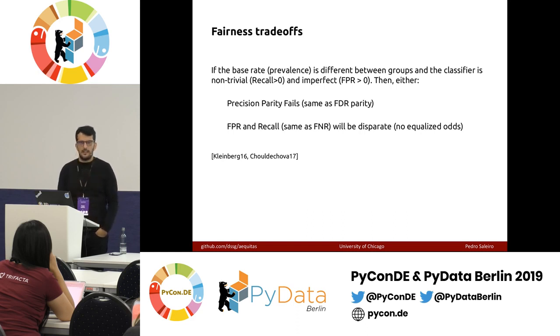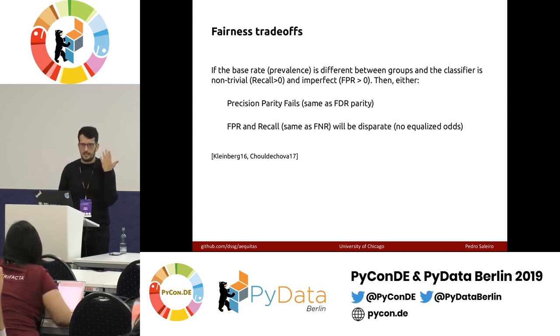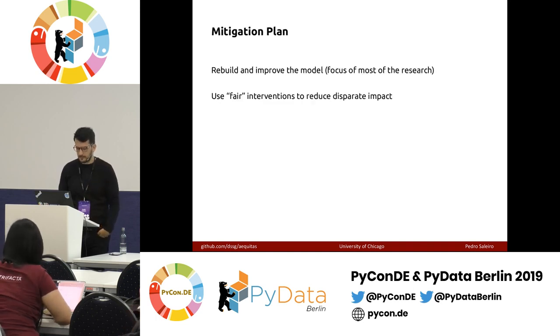This is like a corollary. There's lots of papers about it. It's really easy to get to this just using definitions of false positive rate and false negative rate. You get to know that if the prevalence of the two groups are different, then it's impossible to have FPR and recall and precision parity at the same time. And this is like a corollary. You can research on this.